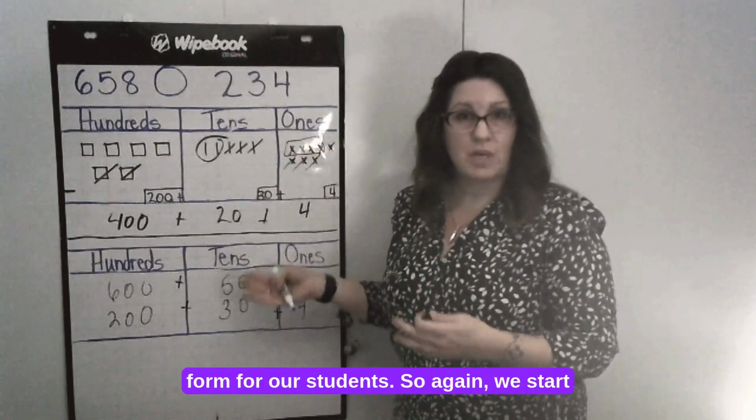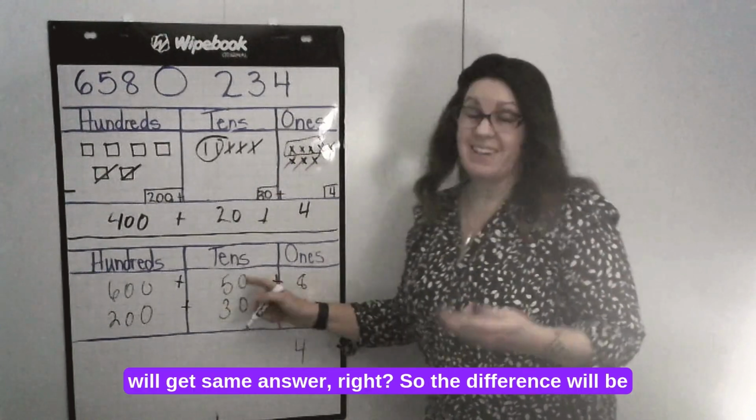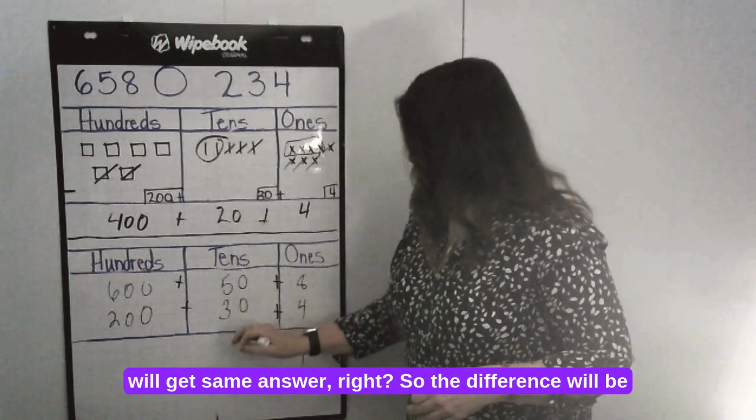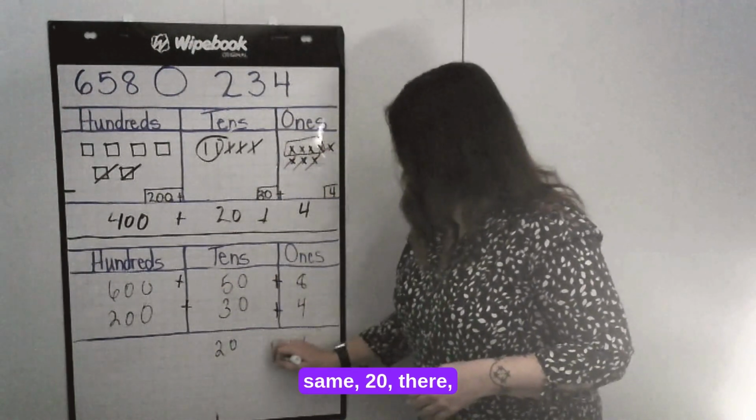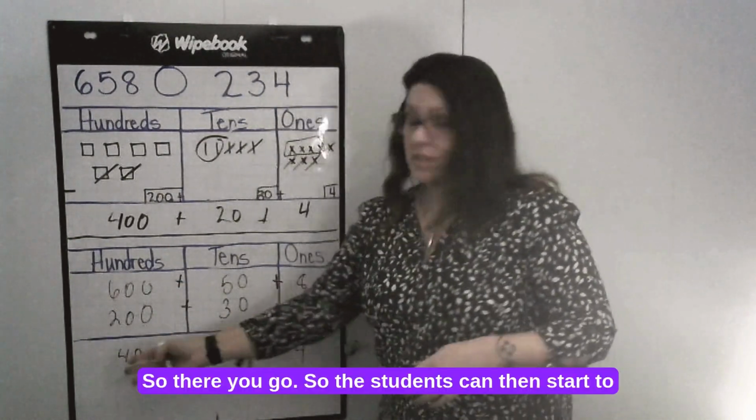It's a little confusing because we have the addition here, but this is just expanded form for our students. So again, we start in our ones place and we'll get the same answer, right? So the difference will be the same. 20 there and 400. So there you go.